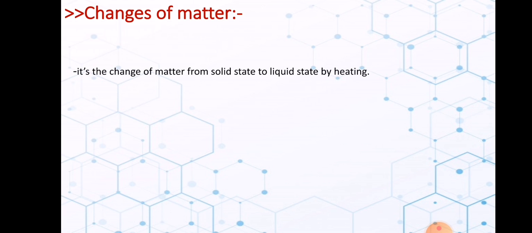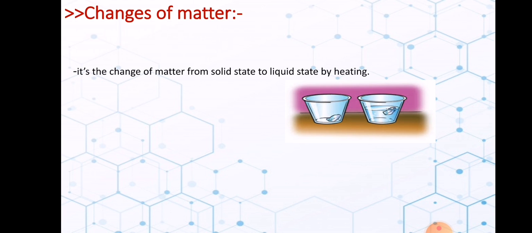Process number one is a change of matter from solid state to liquid state by heating. If we bring a cube of ice, this ice is solid. We bring it out of the freezer, then we heat it. It will change into water. So the solid state, which is a cube of ice, changes into water, which is liquid, by heating. And this process is called melting process.